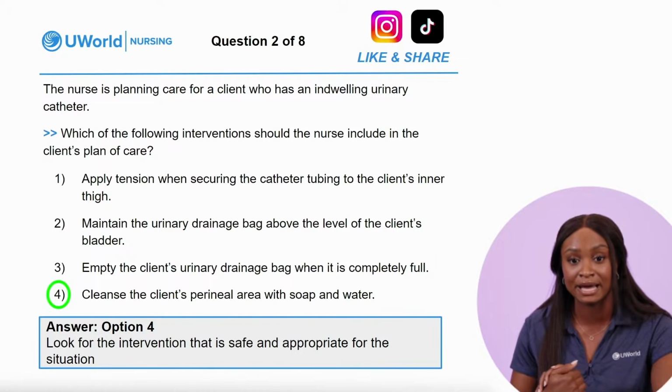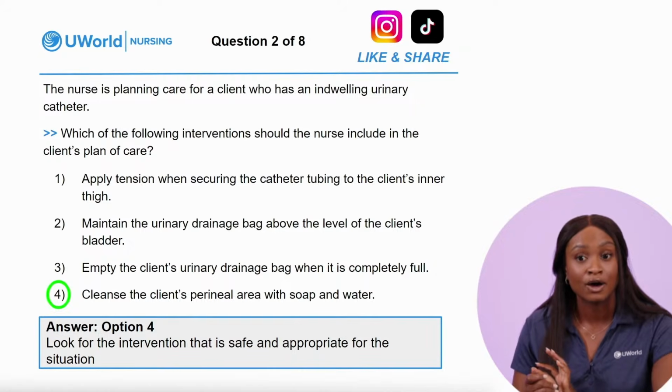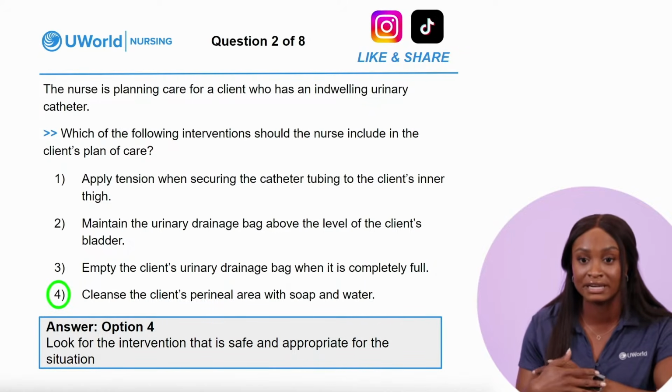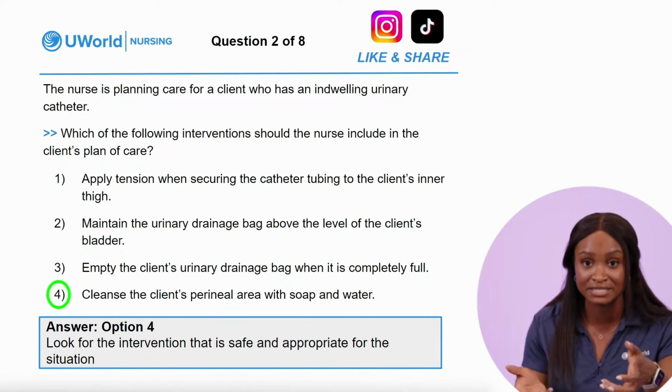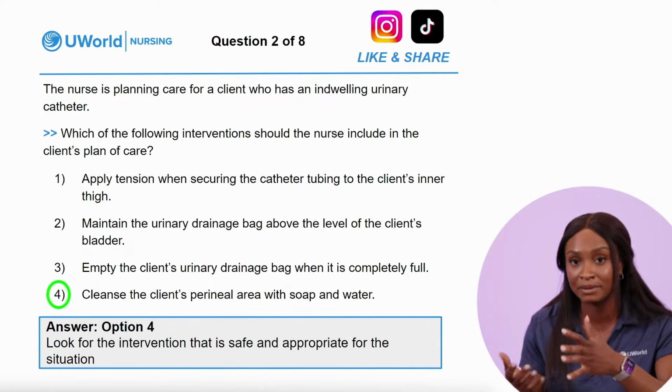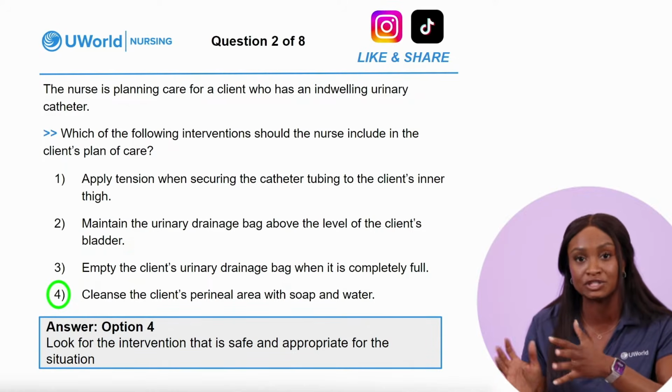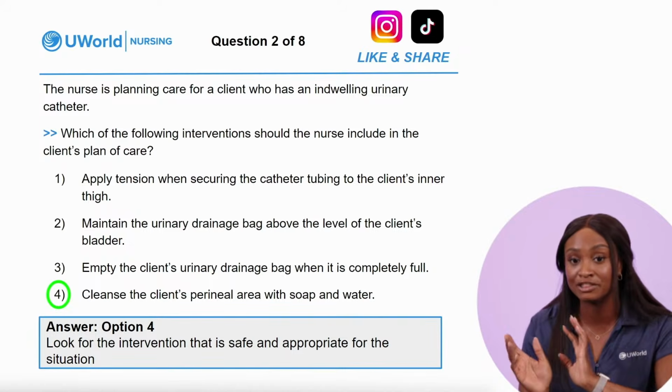Option 3, empty the client's urinary drainage bag when it is completely full. We want to do this before. We don't want it to actually get all the way full because it can cause backflow to the patient and cause infections. So always empty it, probably less than half, so 1/3 to 1/2 full. It would be the correct option.